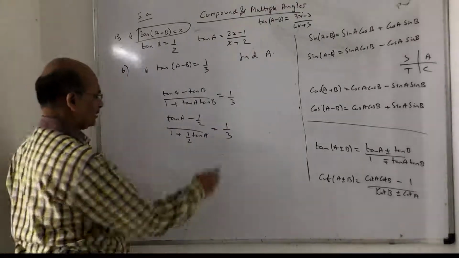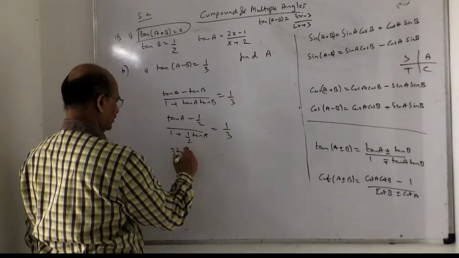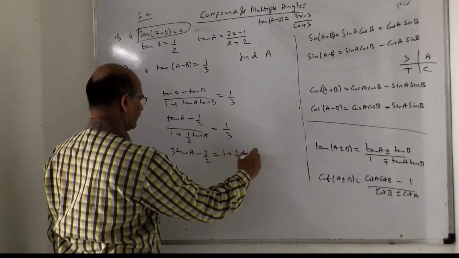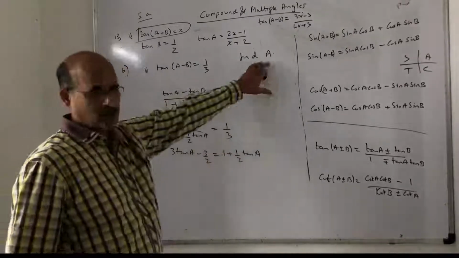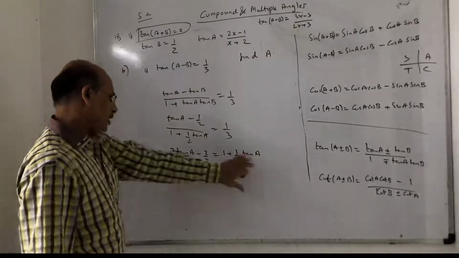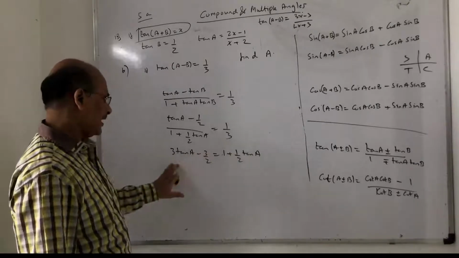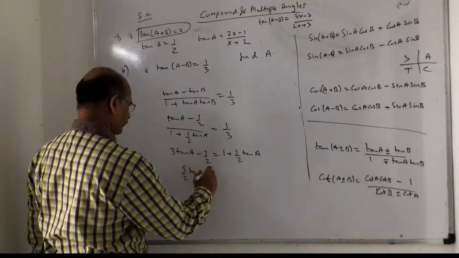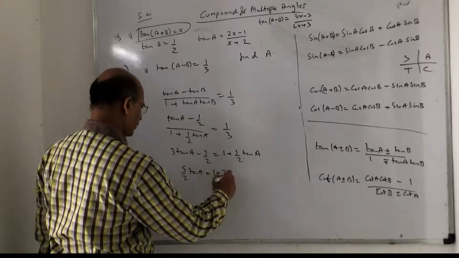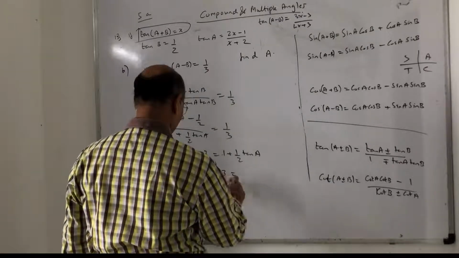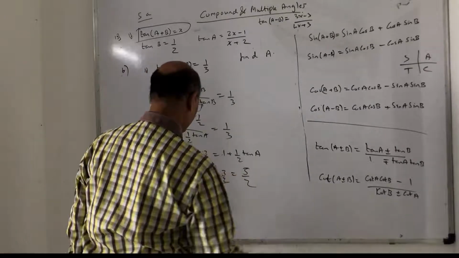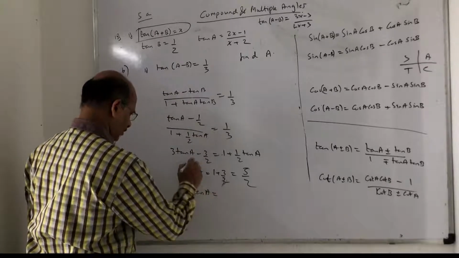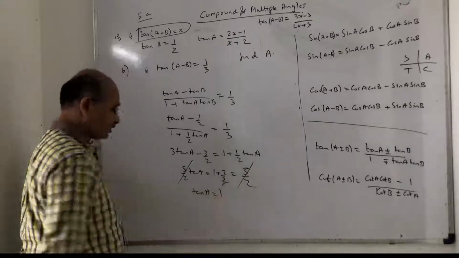Now if I cross multiply this will become 3 tan A minus 3 by 2, equals 1 plus half tan A. Remember they are asking A, okay, so that's why I am just reflecting this. Now 3 tan A minus half tan A, so 5 by 2 tan A is equal to 1 plus 3 by 2. 1 plus 3 by 2 is nothing but 5 by 2. So tan A, eventually you can cancel 5 by 2, 5 by 2, and tan A is nothing but 1.